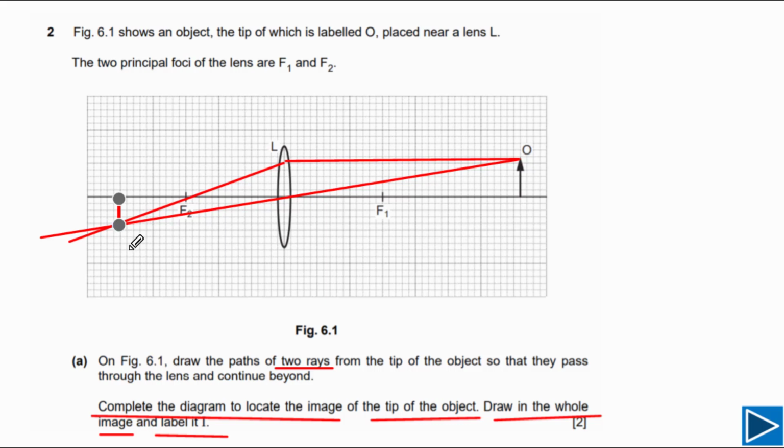So this is the location of the image. We can also use an arrow for this. So this is our image. We need to label this one using letter I. So this is how we can label. We can also draw small arrows here. So small arrows here. That's all we need to do for this question.